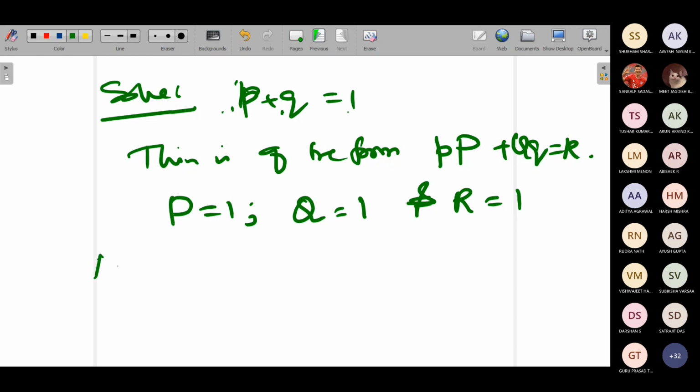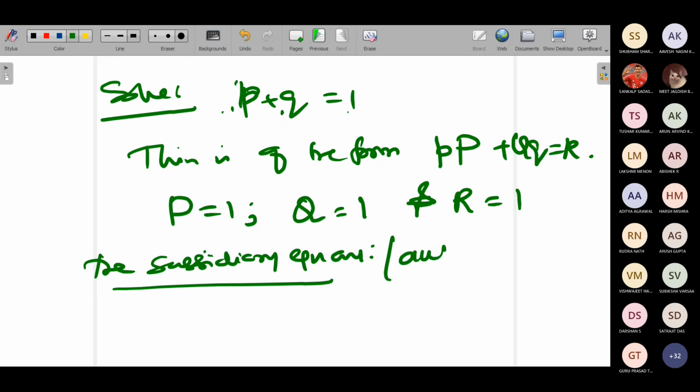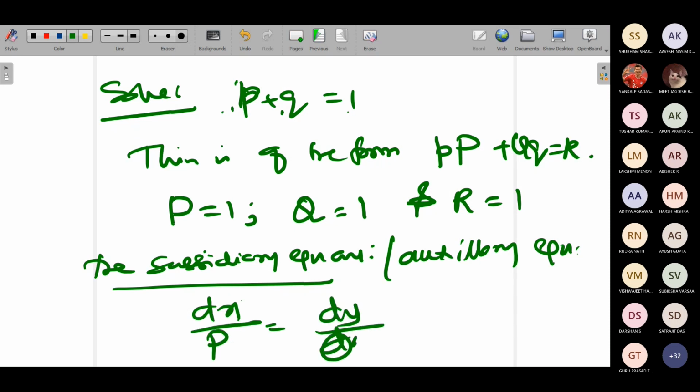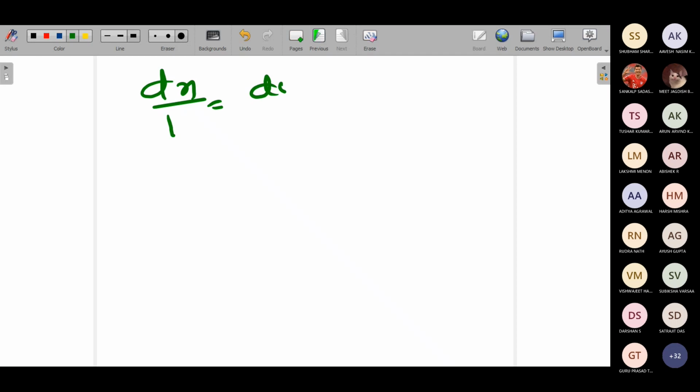So you have to write the subsidiary equations. You can call it a subsidiary equation or an auxiliary equation. The auxiliary equation is dx by capital P, dy by capital Q, dz by capital R. Now we write it as dx by 1, dy by 1 equal to dz by 1, which is nothing but dx equal to dy equal to dz.